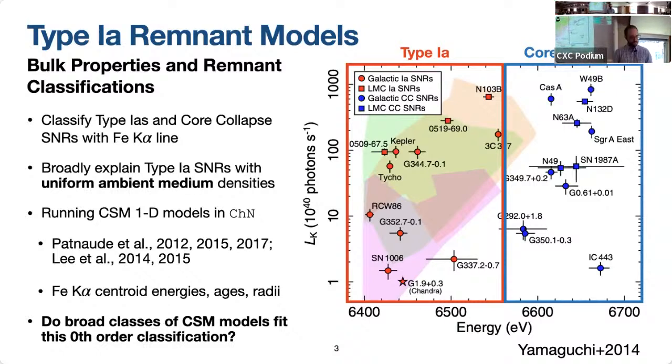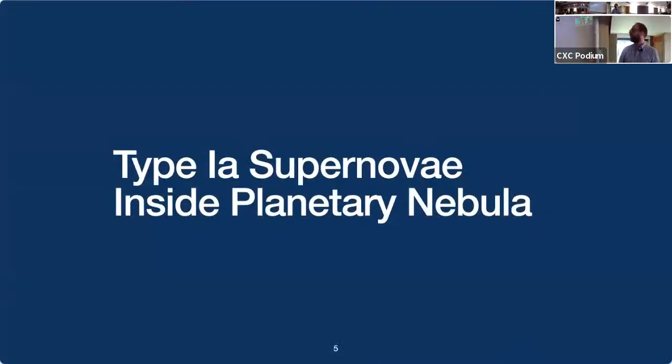zeroth order classification. So now that I've teased it a bit, what interaction are we most interested in talking about today? It's been a hot topic of this conference. I'll be talking about type Ia supernovae inside of planetary nebulae.